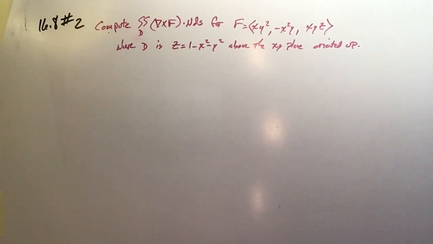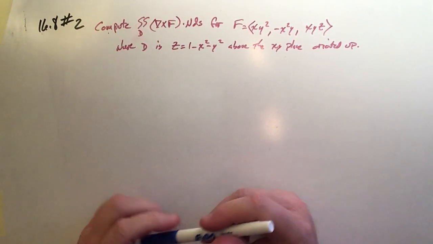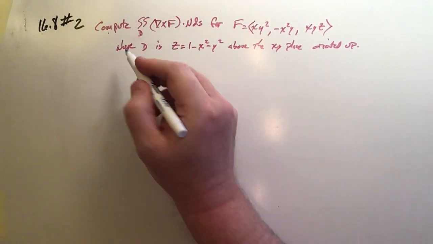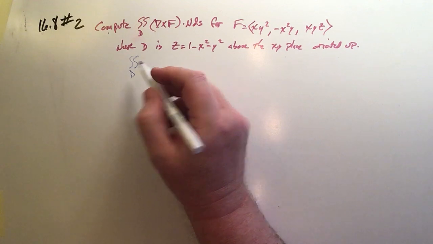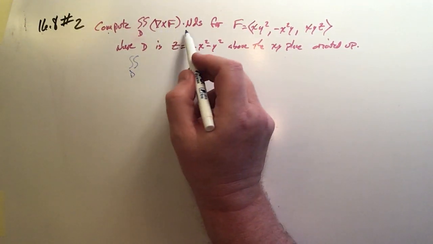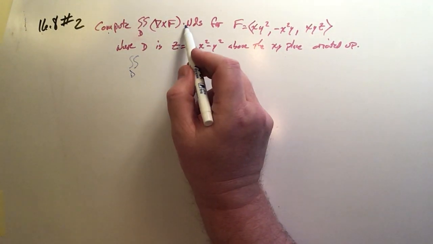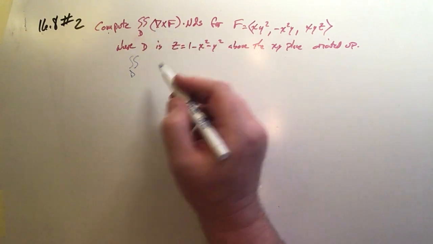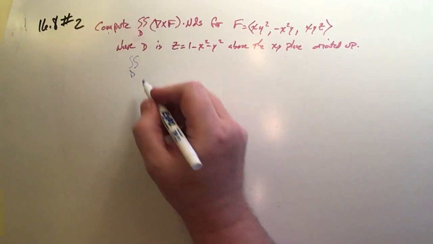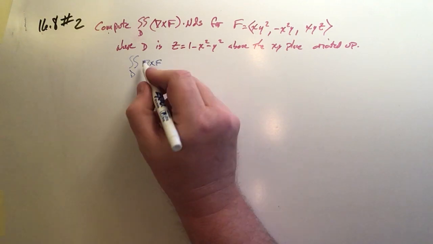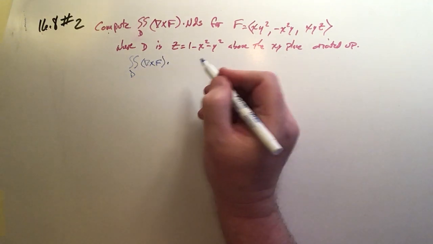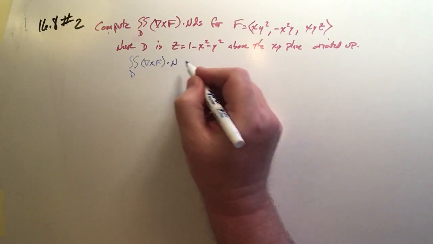This is question 16.8, number 2. It's the first of the Stokes theorem questions. And again, Stokes theorem allows us to take a surface integral, the same thing we've been working on. It's basically a flux, except now it involves calculating the curl first. So it's the curl of a vector function, and then we're sort of measuring the divergence of that curl.